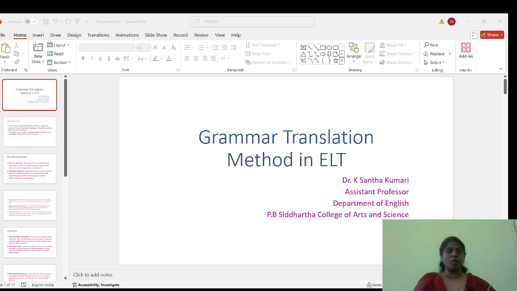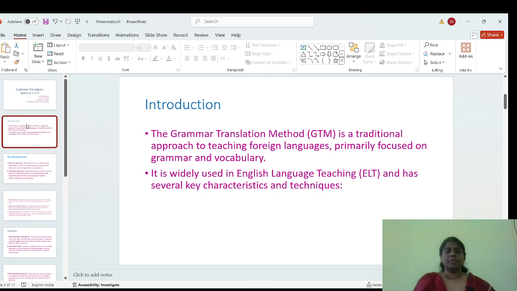As the names of some of its leading exponents suggest, the grammar translation method was the offspring of German scholarship, the object of which, according to one of its less charitable critics, was to know everything about something rather than the thing itself. Let us move on to the next slide of grammar translation method.